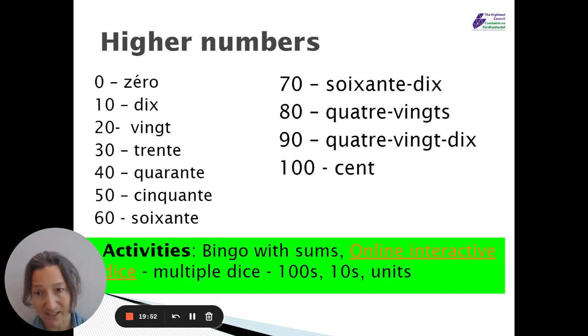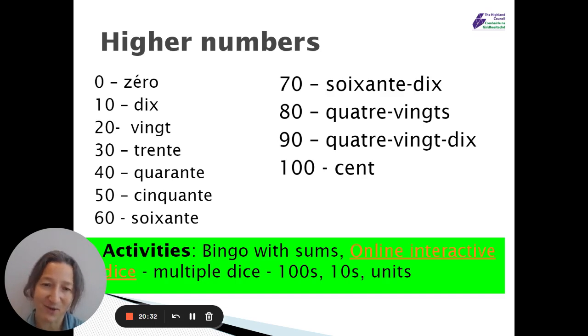It's the same pattern for 80 to 90. We've got 80, we keep that, and we do 81, 82. So that's 4 times 20 plus 1, 2, 3. Then 90, 1, 2, 3, similar to 71. 91 is 4 times 20 plus 11. It's quite complicated, so it's worth spending some time practicing that and learning your numbers, okay?